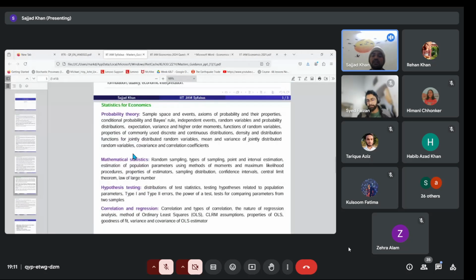I will recommend the book by SC Gupta, Statistics for Economics, for this portion. All these topics are well covered. It is very lengthy, but if you read it selectively, a lot of examples are given in this book.